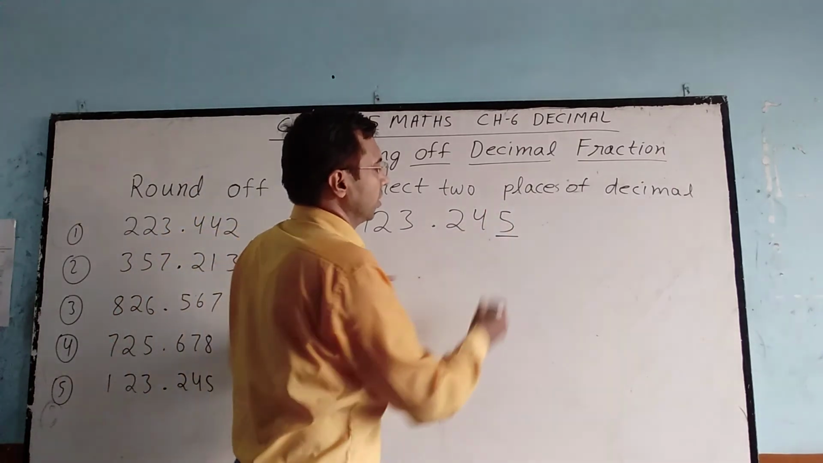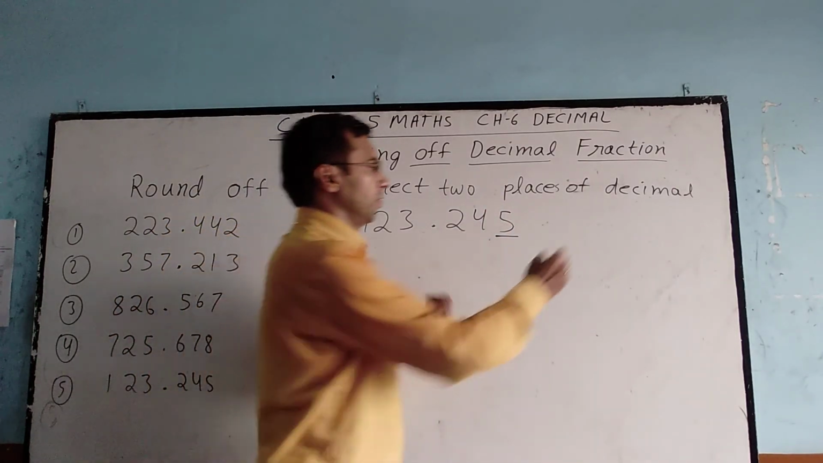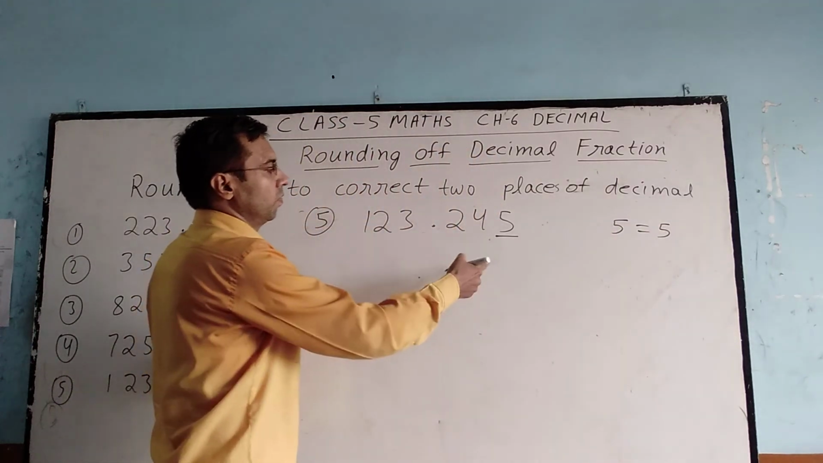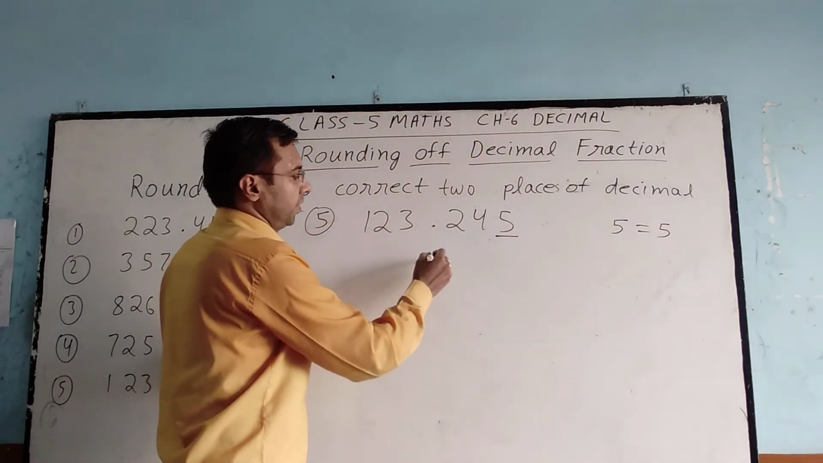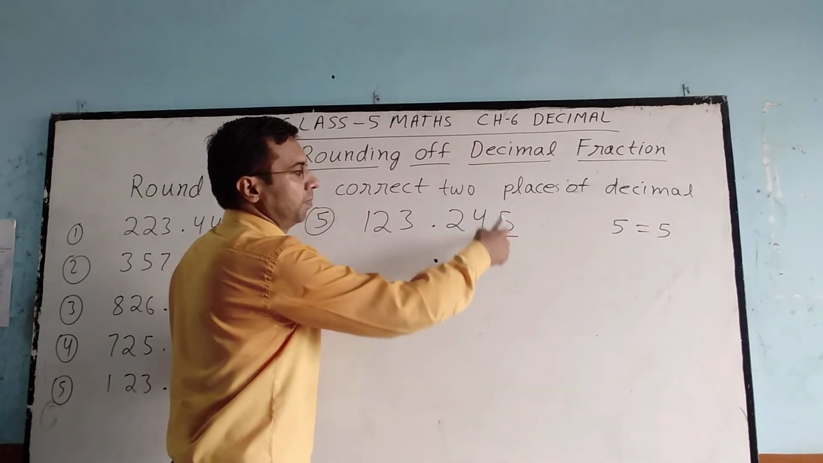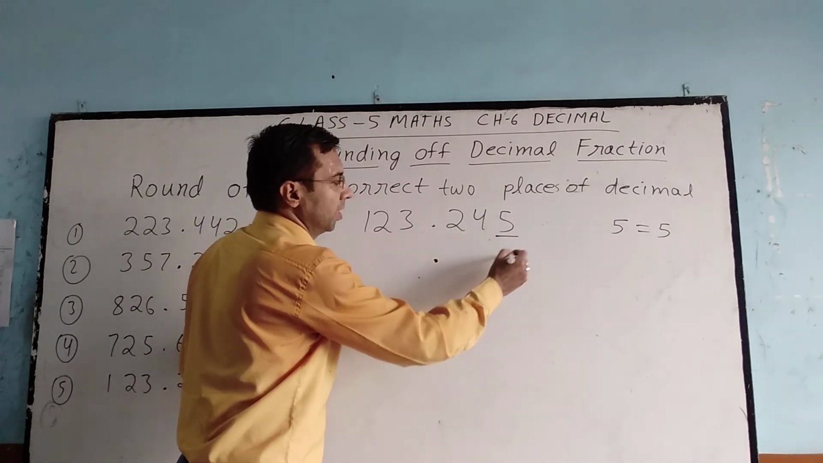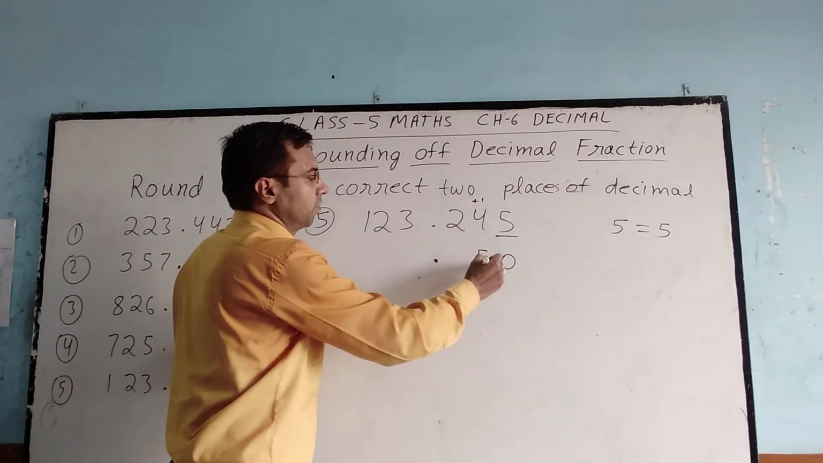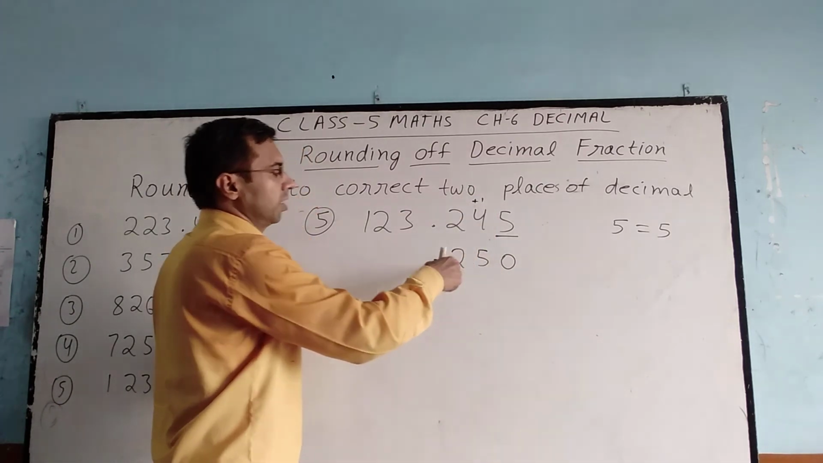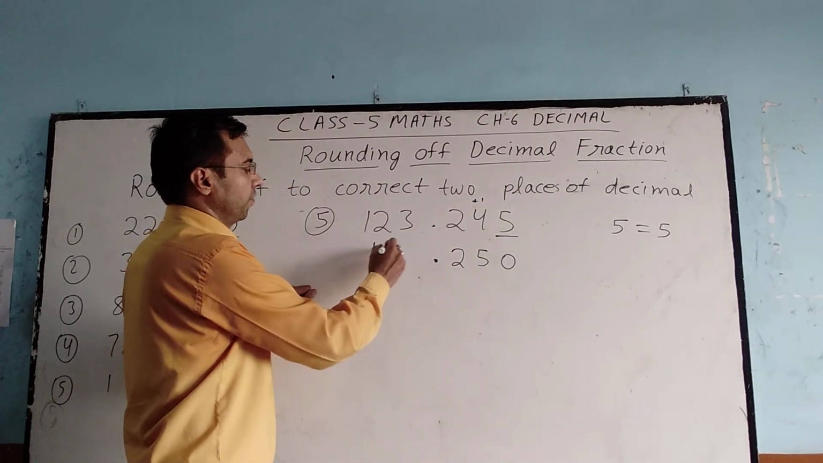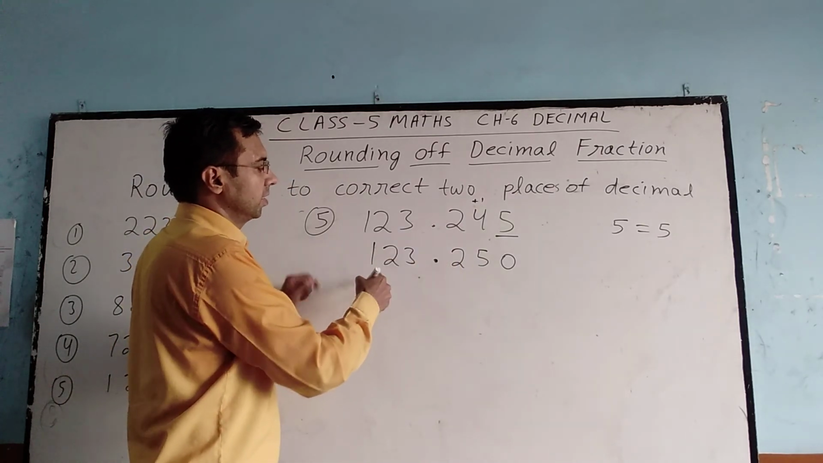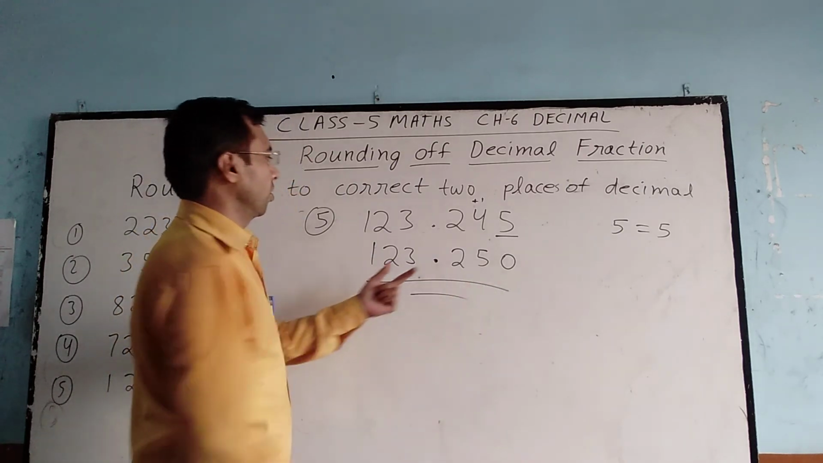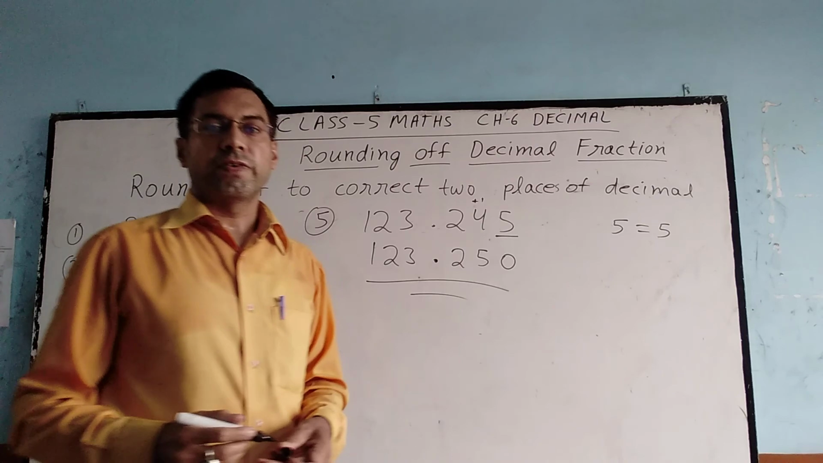123.245. Student, the thousandth place digit is 5. 5 is equal to 5. So what do we do? We replace the thousandth place digit 5 by 0. We add 1 in the hundredth place digit, 4 plus 1, 5. No change in the tenth place digit. We write this whole part as it is, 123. So student, this is round off correct to two places of decimal.